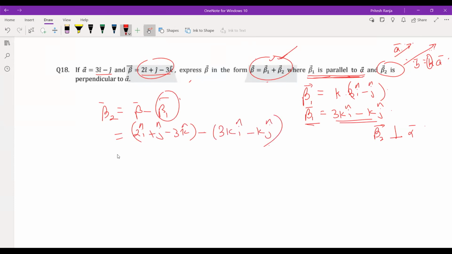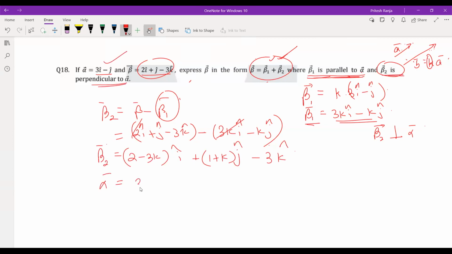So let us combine, we get (2 minus 3k) into i cap, I combine this, and then plus (1 plus k) j cap, and then minus 3 k cap. So this we got as beta 2 vector. And now it says beta 2 is perpendicular to alpha vector. What is alpha vector? 3i minus j cap. So beta 2 is perpendicular to alpha vector.